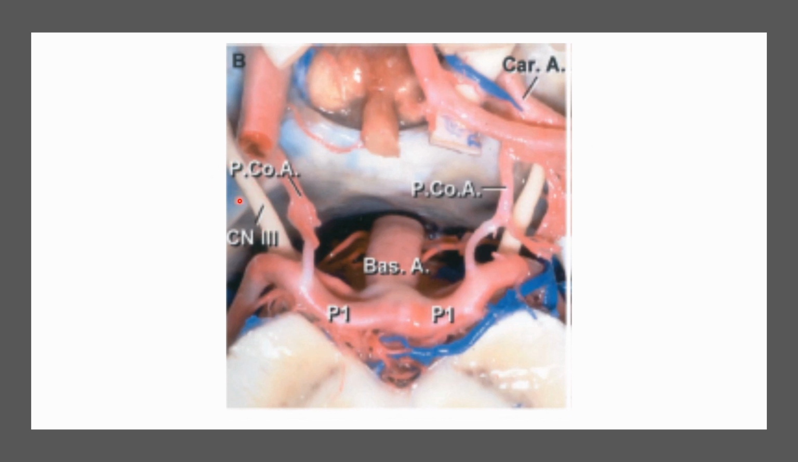If we have herniation from this side of the uncus, it will come here, compress the oculomotor nerve, causing a dilated pupil, compress the posterior communicating artery, causing infarction of the occipital lobes, and finally it will compress this crus cerebri here and the corticospinal tracts, and may result in contralateral hemiparesis.